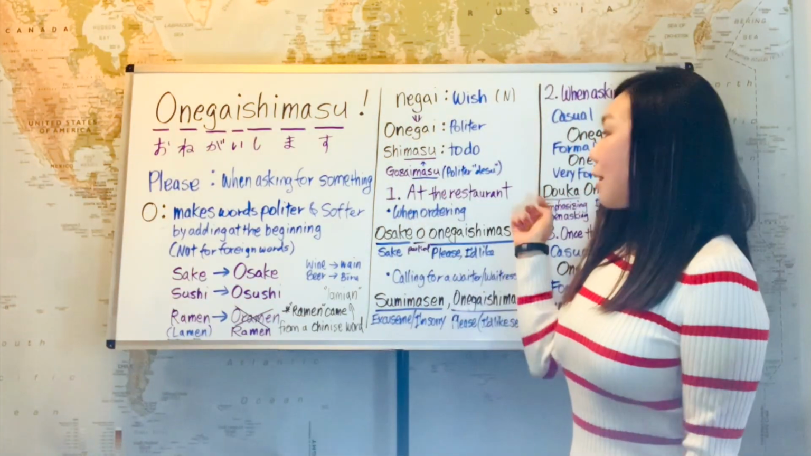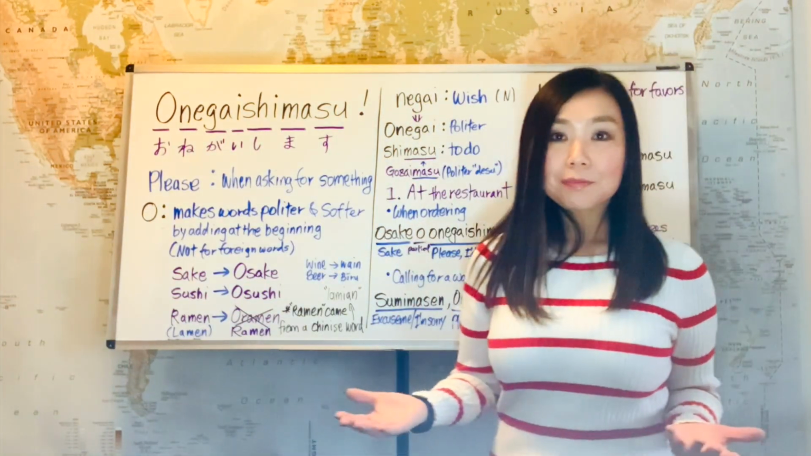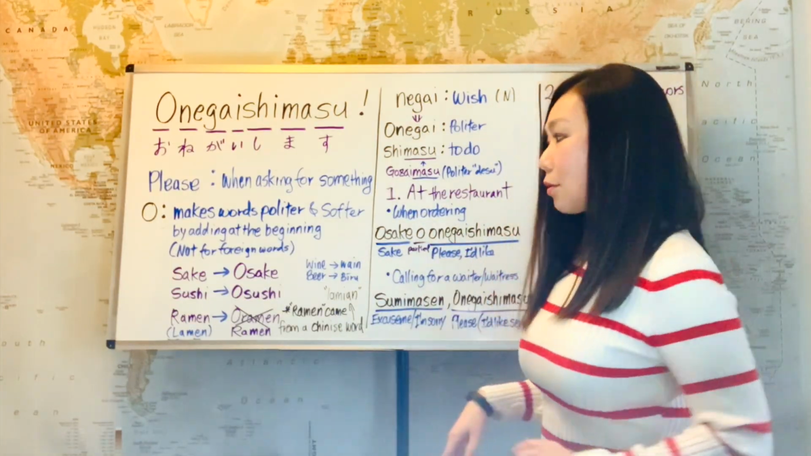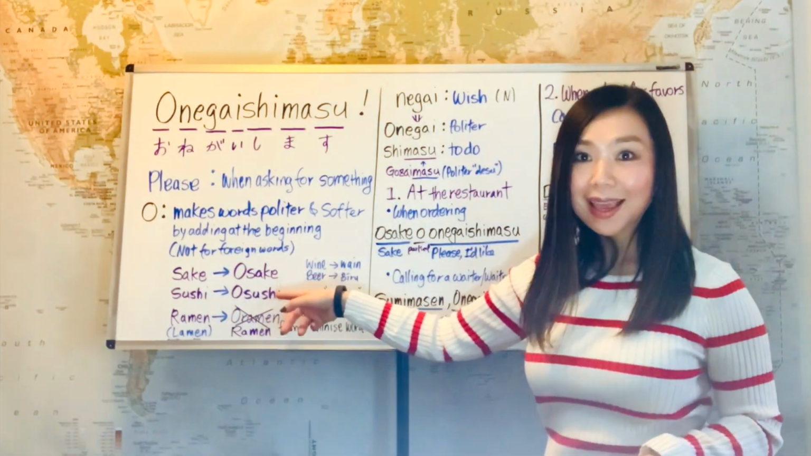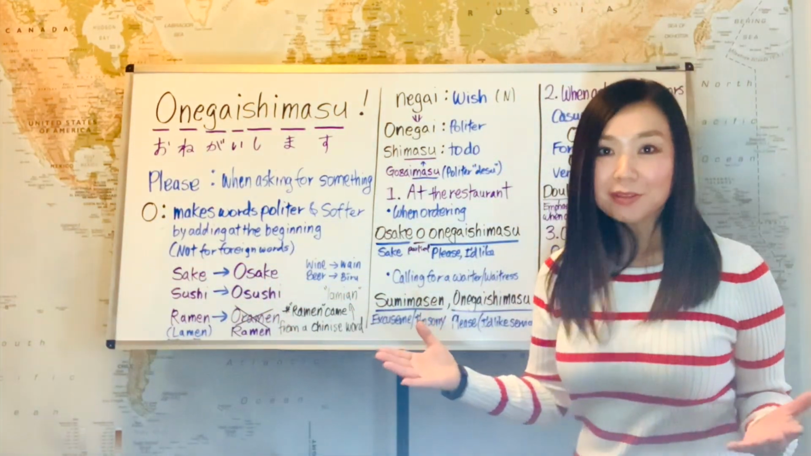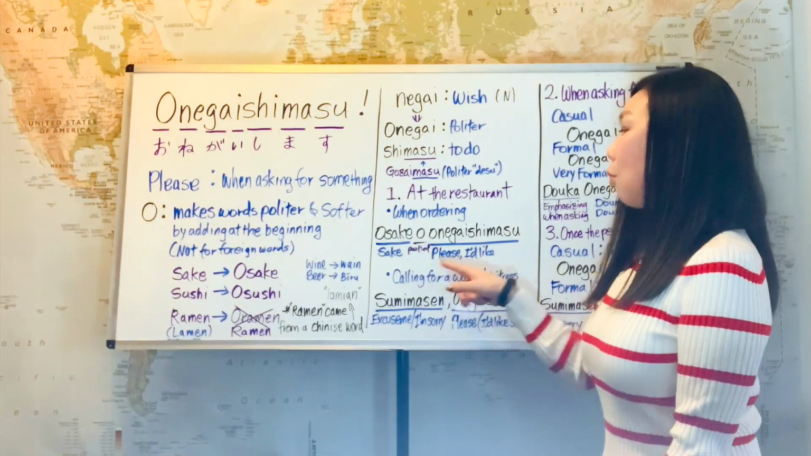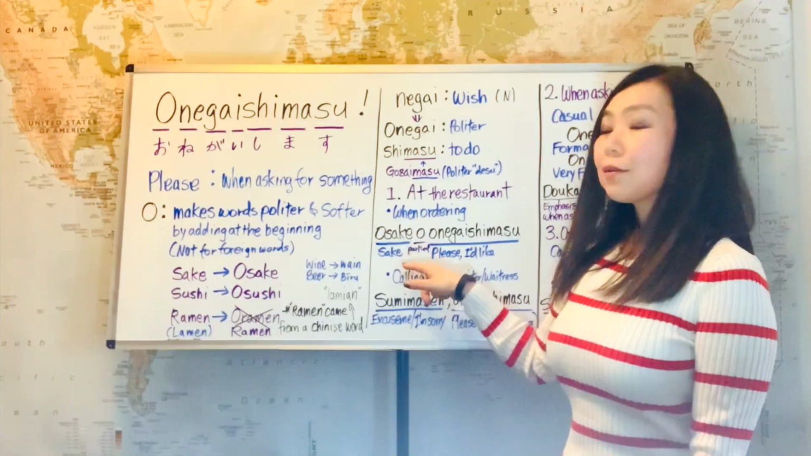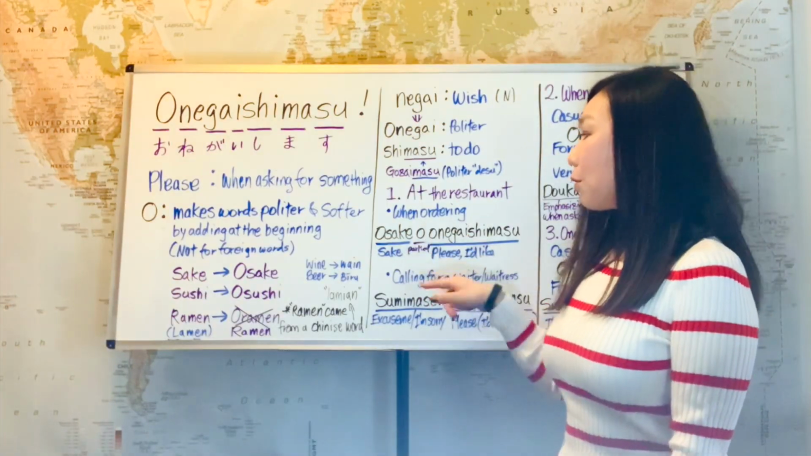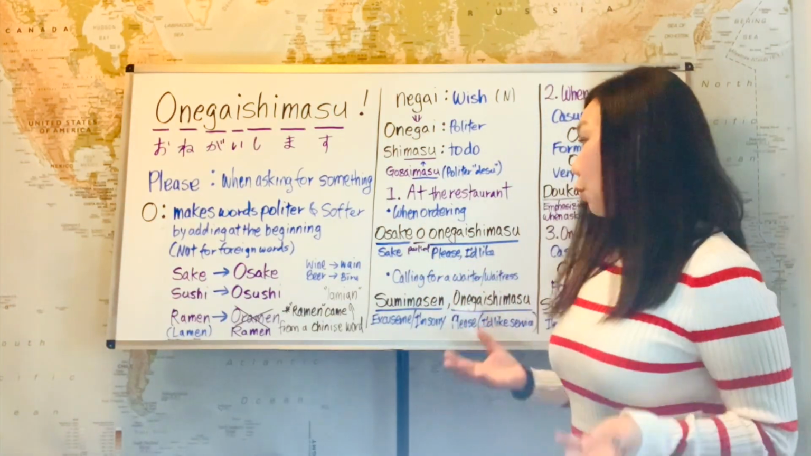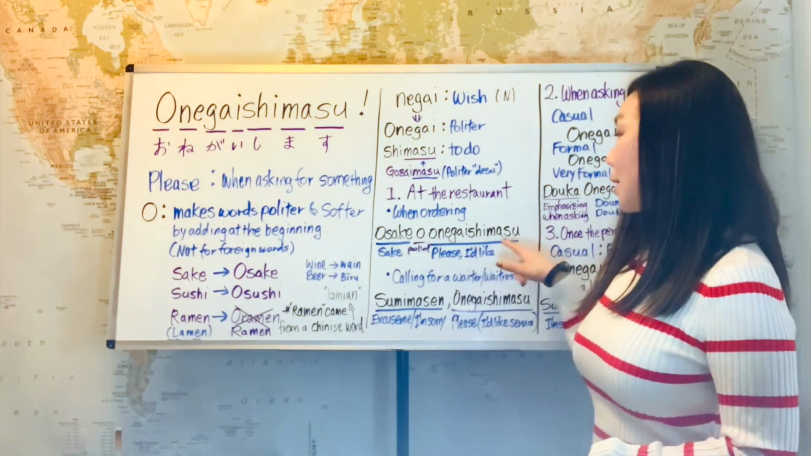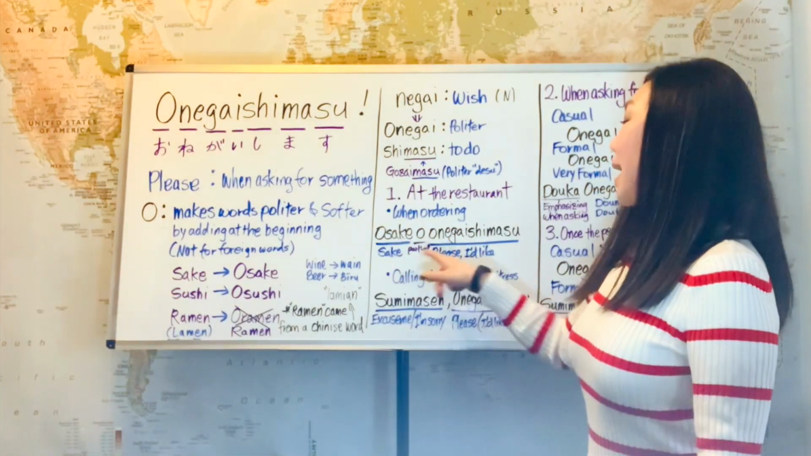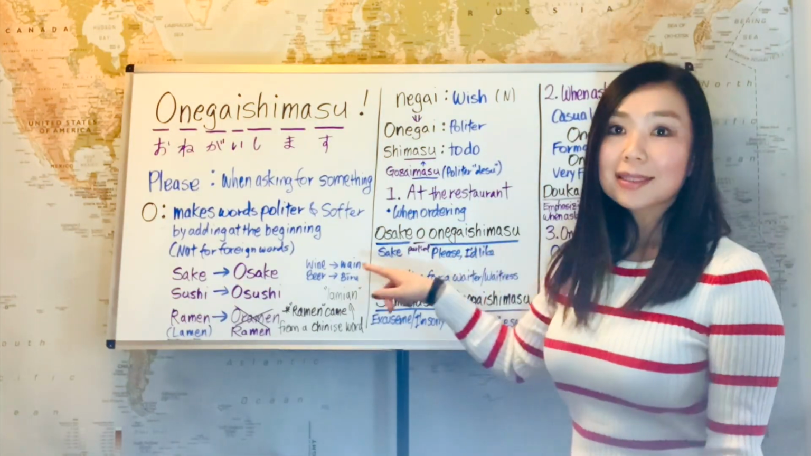So the first, at the restaurant, when ordering. And let's say you want to order sake. So sake is osake, right? So this is how you say, osake o onegaishimasu. So osake is sake, right? O, this is a particle we use between the words. And onegaishimasu, or please, or in this case, I'd like. So sake, please, or I'd like sake.